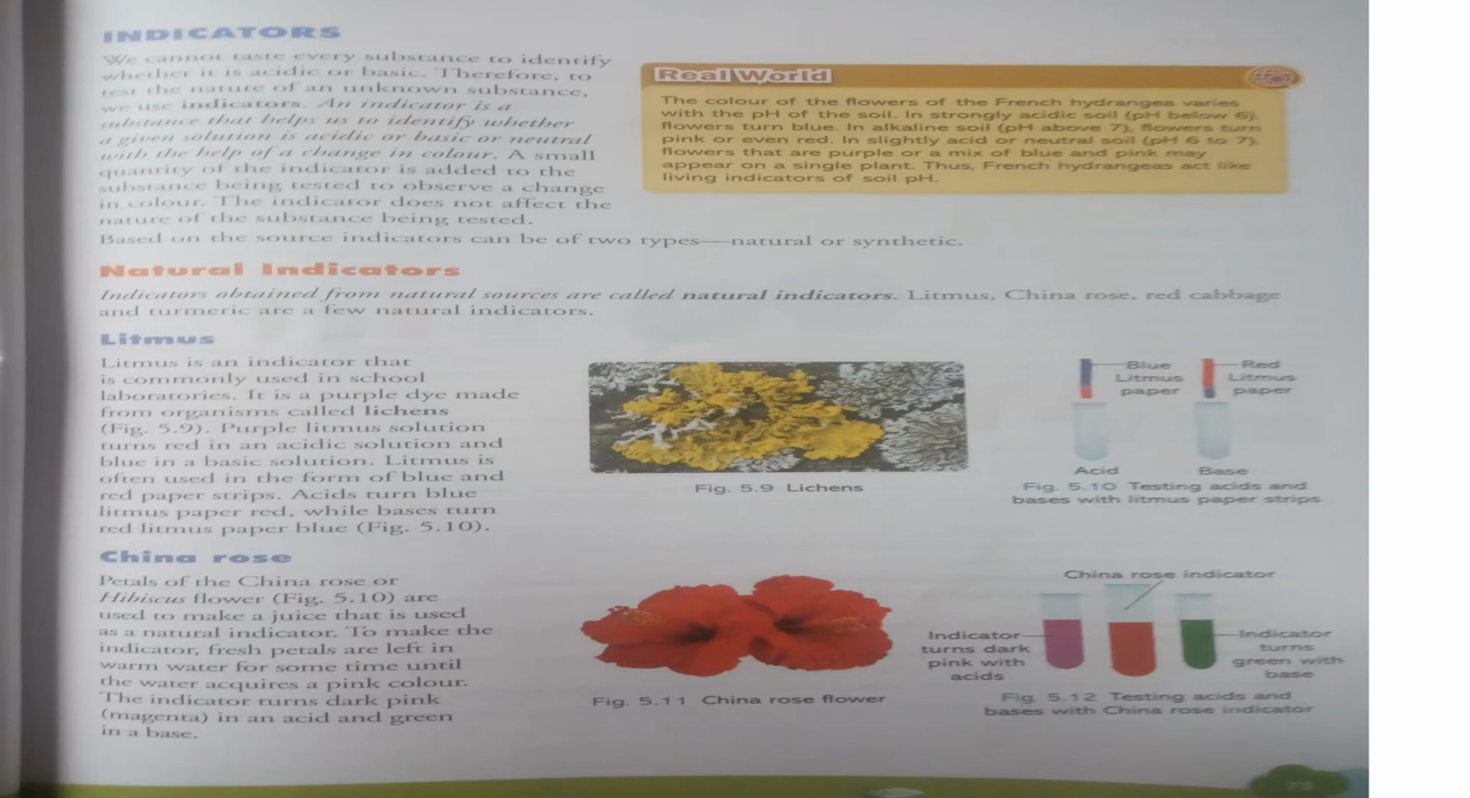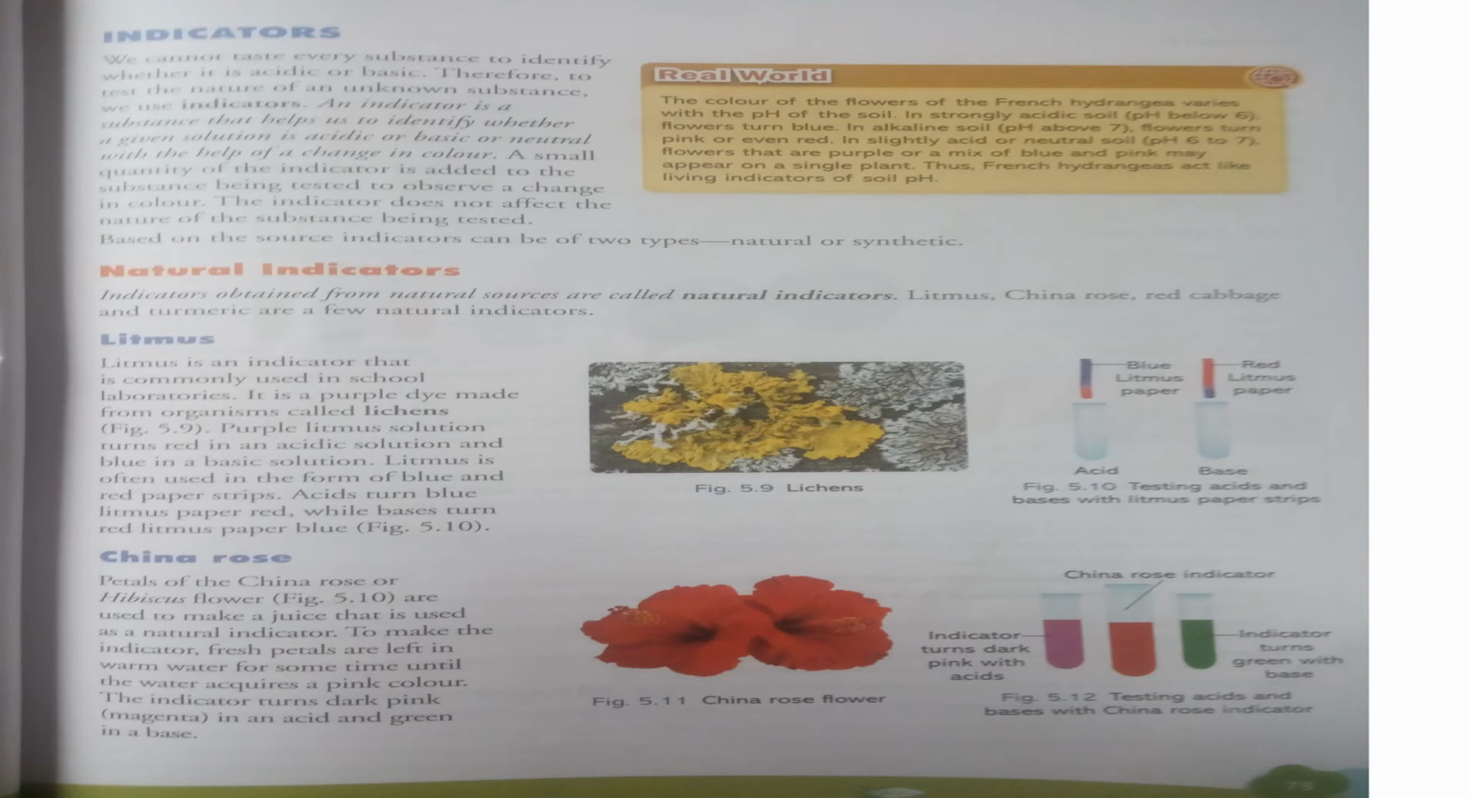Let's learn about litmus paper. Litmus is an indicator that is commonly used in school laboratories. It is a purple dye made from an organism called lichen. Purple litmus solution turns red in acidic solution and blue in basic solution. Litmus is often used in the form of blue and red paper strips. Acid turns blue litmus paper red, while base turns red litmus paper blue.